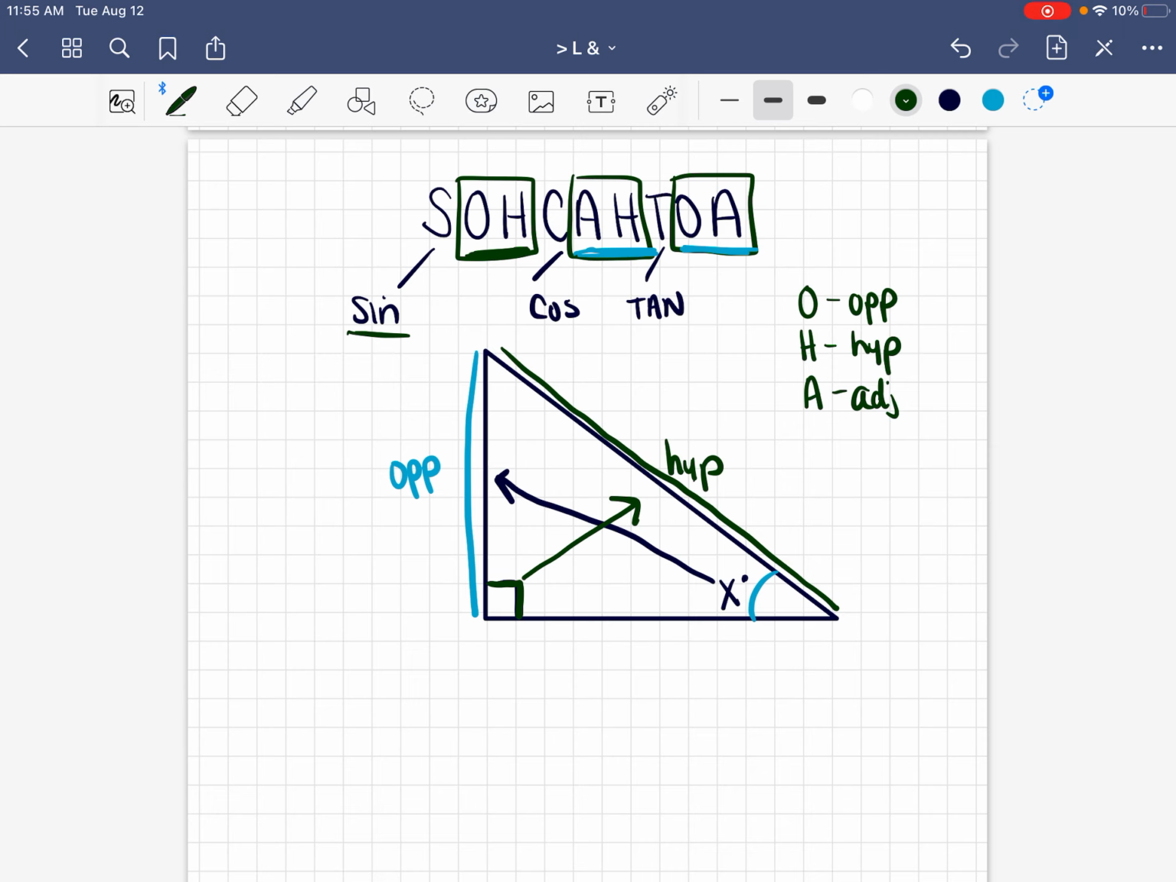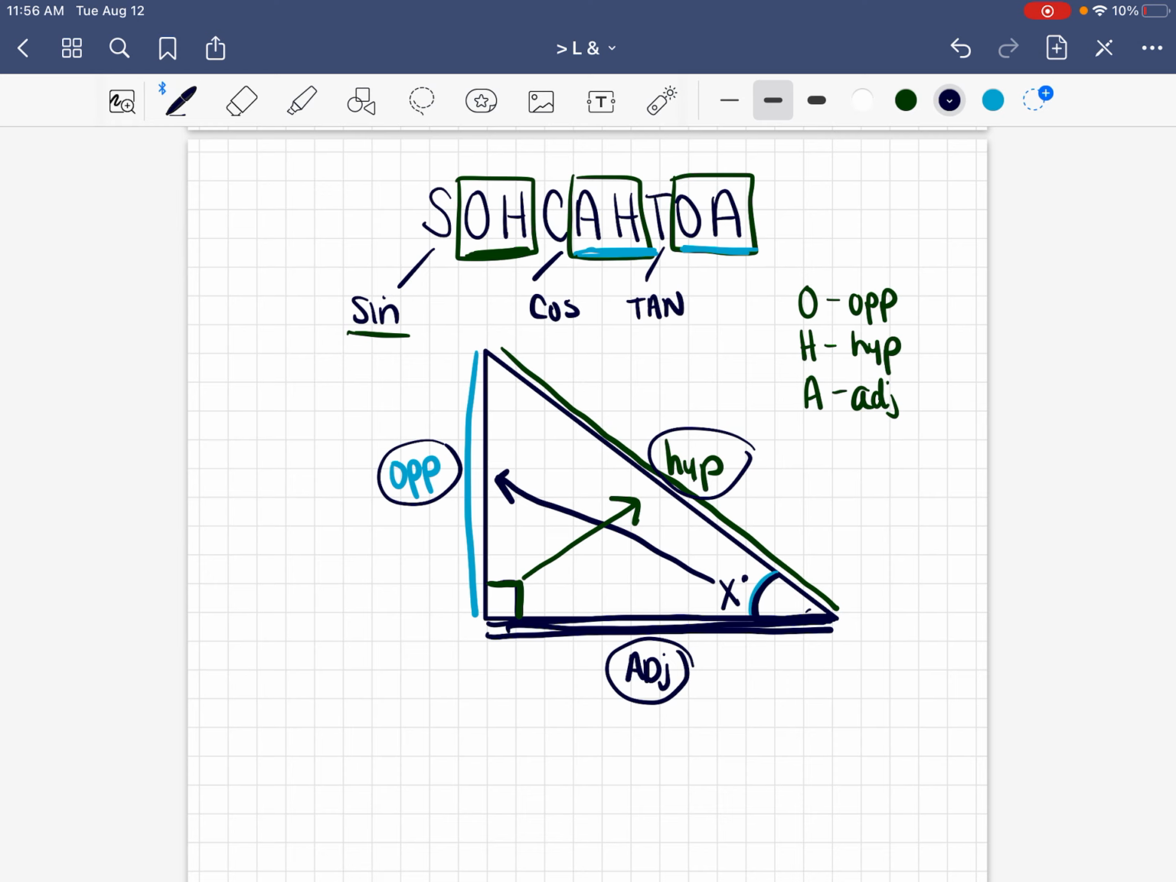Now let's identify what the adjacent would be. The adjacent side would be this side. And the reason why it's called the adjacent side is because it's adjacent to the angle, or it's next to the angle. You can always identify the adjacent side because this side actually makes up part of the angle. So this would be considered the adjacent side. So we've identified the opposite side, the hypotenuse, and the adjacent.